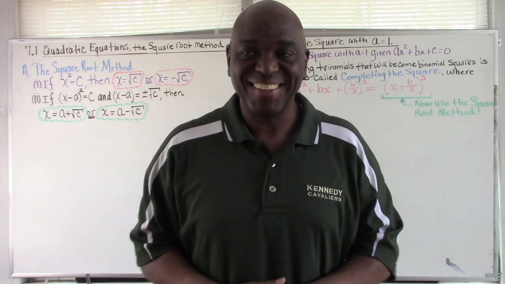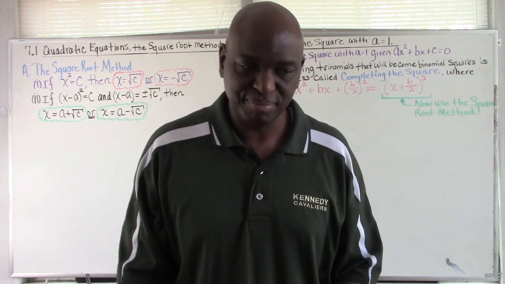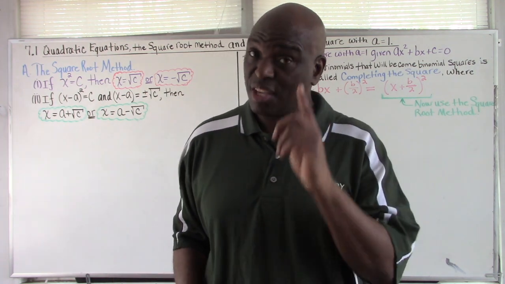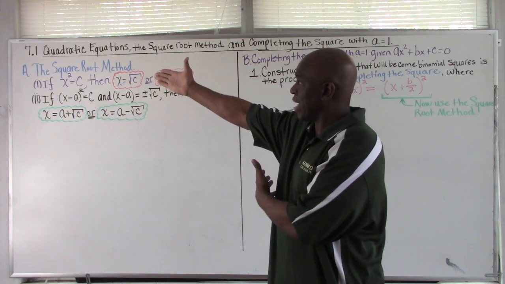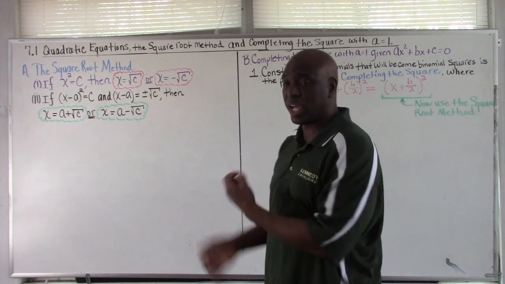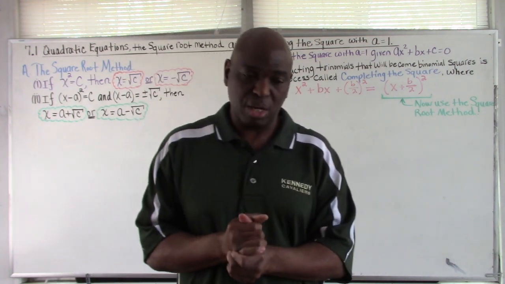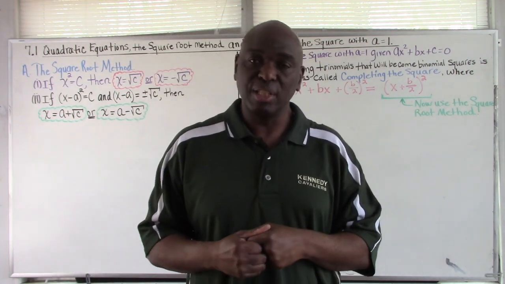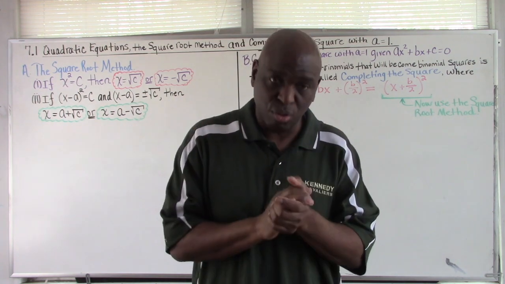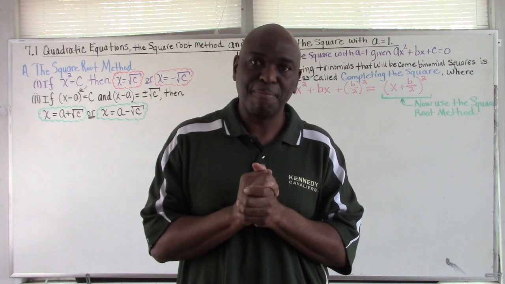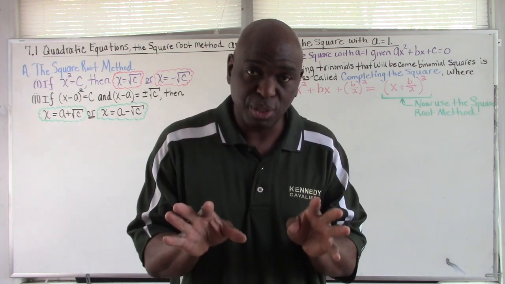Okay? Alright. So today we're going to move into chapter 7, and we're going to look at section 7.1, which is quadratic equations, the square root method, and completing the square with the lead term or lead coefficient equaling 1, where a equals 1.